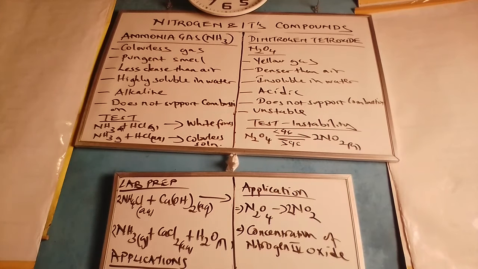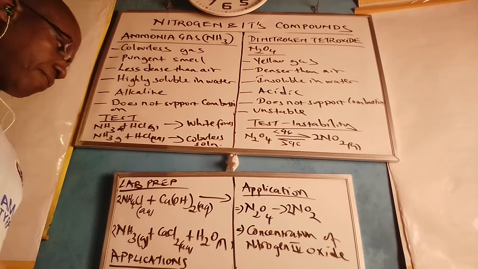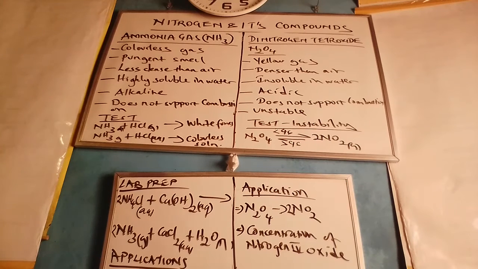However, it's preparable in the laboratory by use of ammonium chloride and lime water. When ammonium chloride is treated with lime water, it decomposes and forms ammonia gas, calcium chloride, and water. In this case, the laboratory method for preparation of ammonia gas is the reaction of lime water and ammonium chloride.